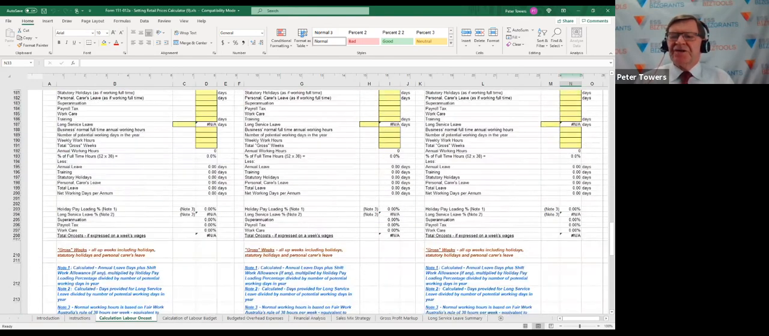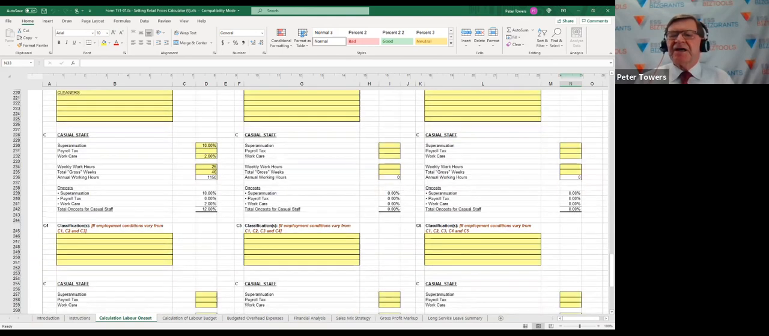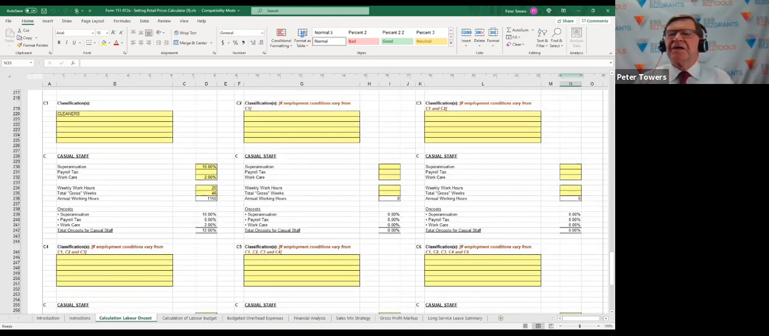And then we go through there, we've got no more in the part-time category. Then we've got some casual employees and their classifications, and all we're recording here is superannuation and work care or payroll tax if it applies, how many hours they work in a year, and the system will then do the calculations.